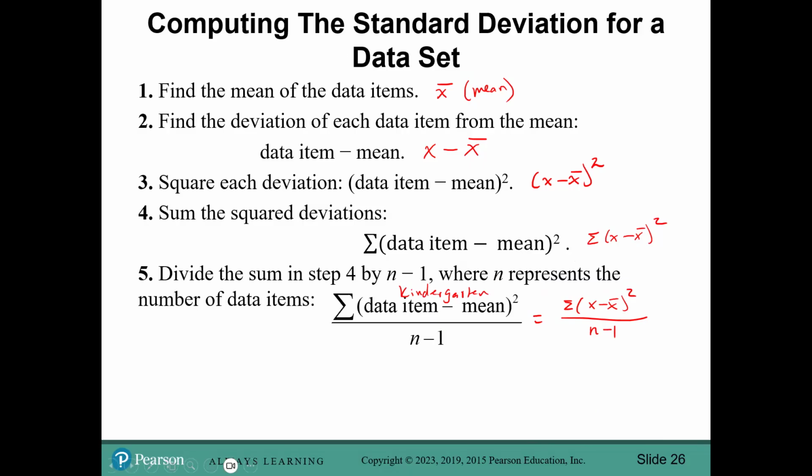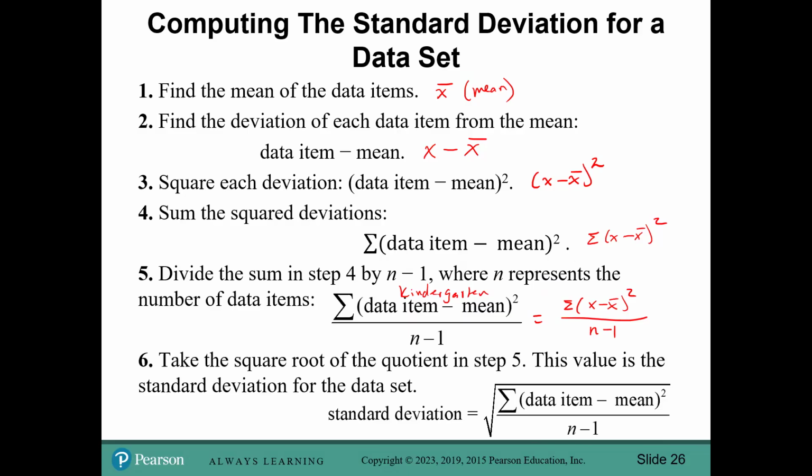And finally, once I have this value, and this is a process, right? This is not something that's, here's 10 numbers, take 30 seconds to do it. It might take you longer than that. Once I've got all of those values, I'm going to find the square root of it, and that is my standard deviation. So again, with this, data item should just be an X, mean would just be an X bar. And that would be our notation here.